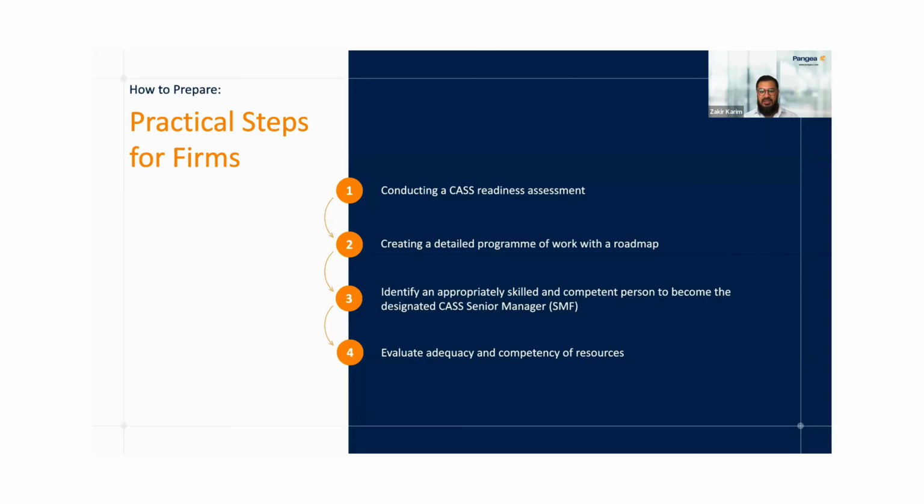And broader than that, it's evaluating adequacy and competency of resources across the firm. So across first line, across second line, and across third line. What's the skill set, what's the experience across first line, second line, third line? Does second line have enough experience and knowledge of the CASS and safeguarding space to be able to challenge? And the same with internal audit in third line. Do they have the right expertise to independently review and challenge the first line's operations and operational setup?